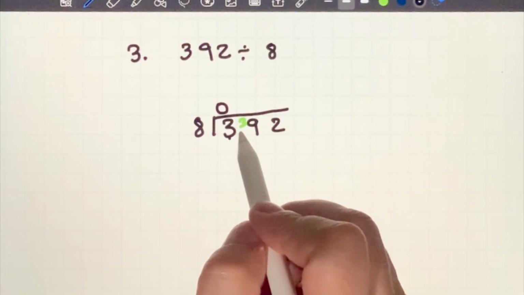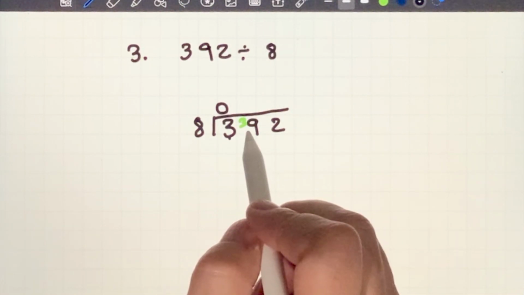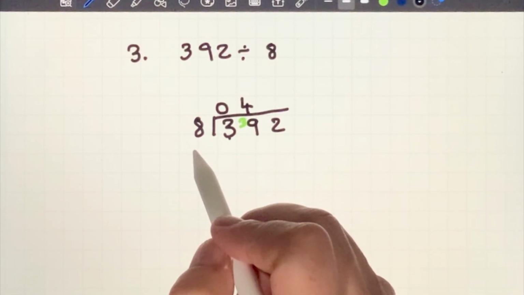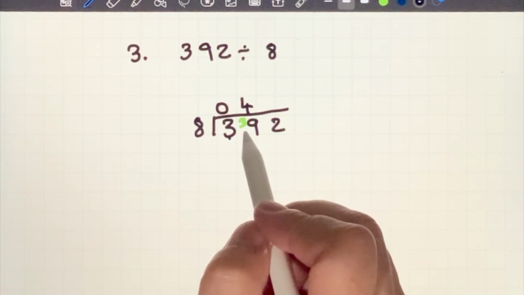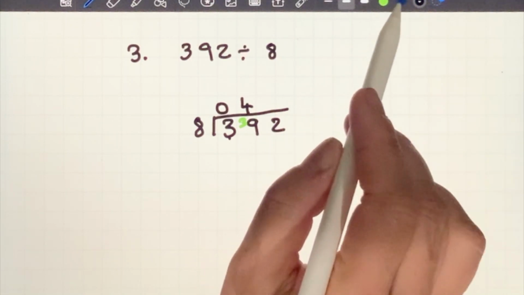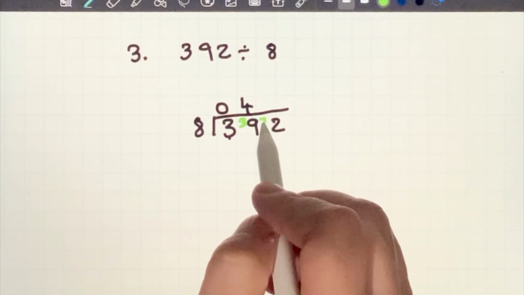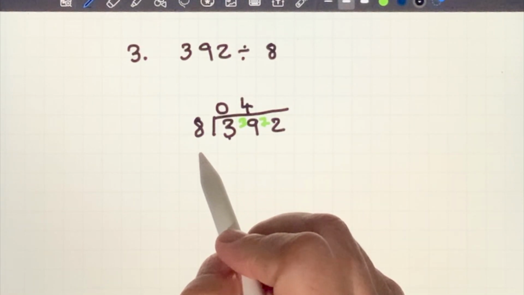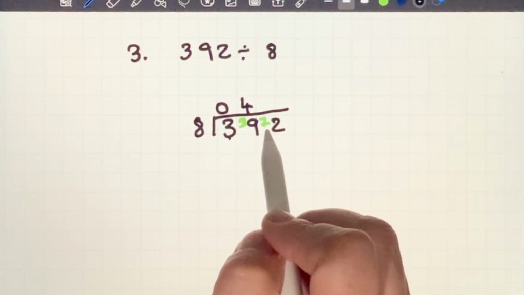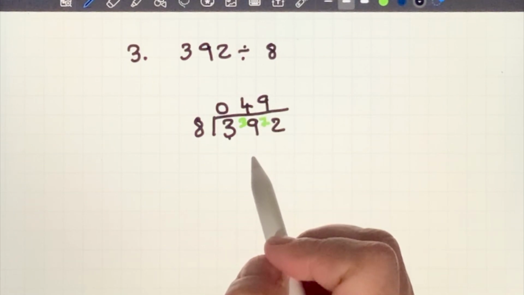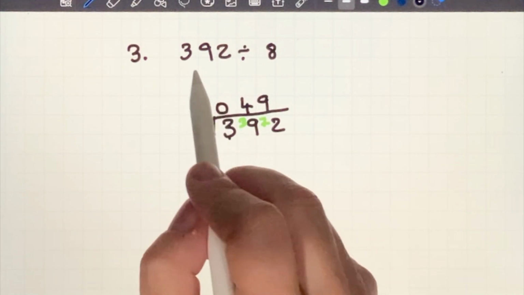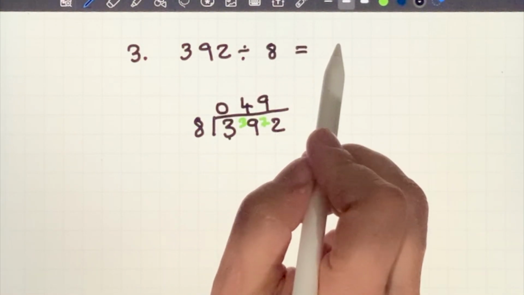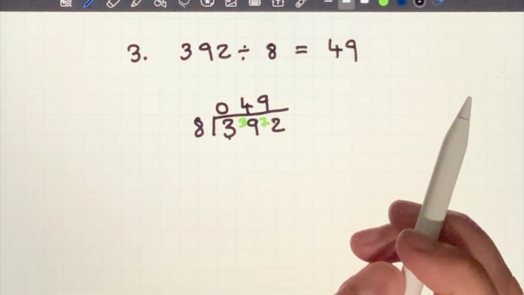8 into 39 goes 4 times. 4 times 8 is 32. And because I've got 39, I've got 7 left over. So that goes there. And 8 into 72 goes in exactly 9 times. So 392 divided by 8 equals 49.